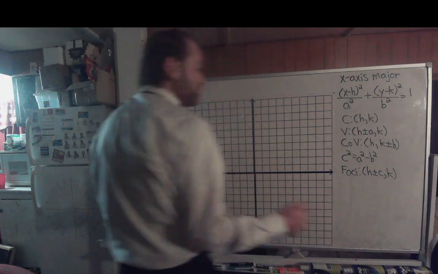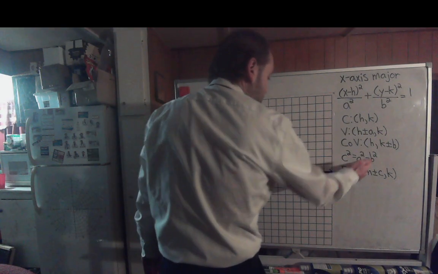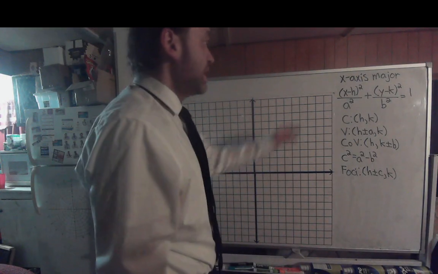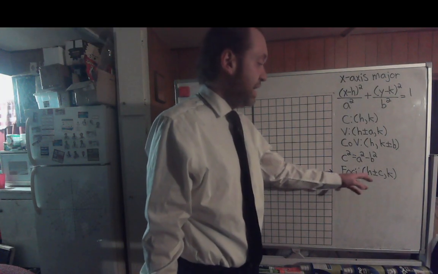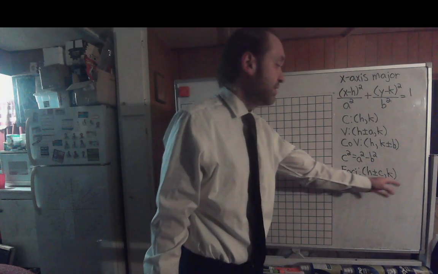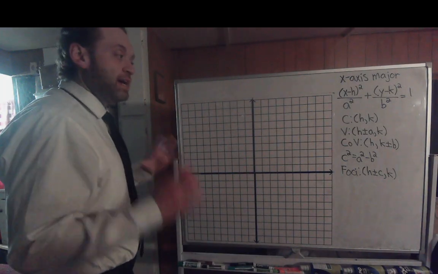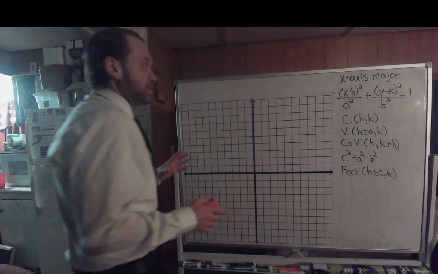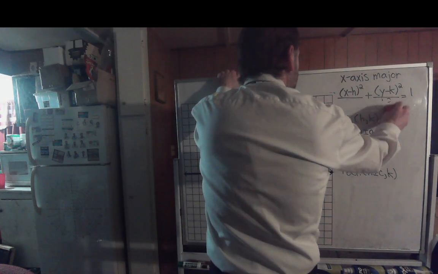And then, of course, to find the foci, c squared still equals a squared minus b squared. If your x-axis is your major axis, you'll take h plus or minus c for your x-coordinate, then leave your y-coordinate of k alone. So that's if the x-axis is the major axis. Now let's transition to when the y-axis is the major axis.